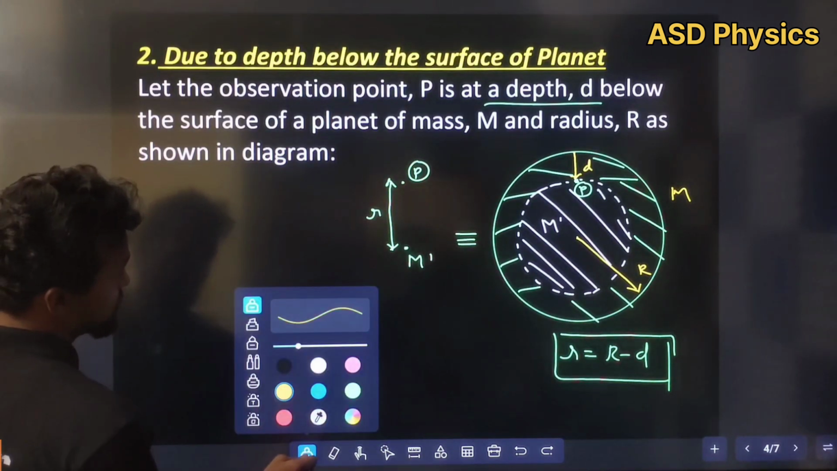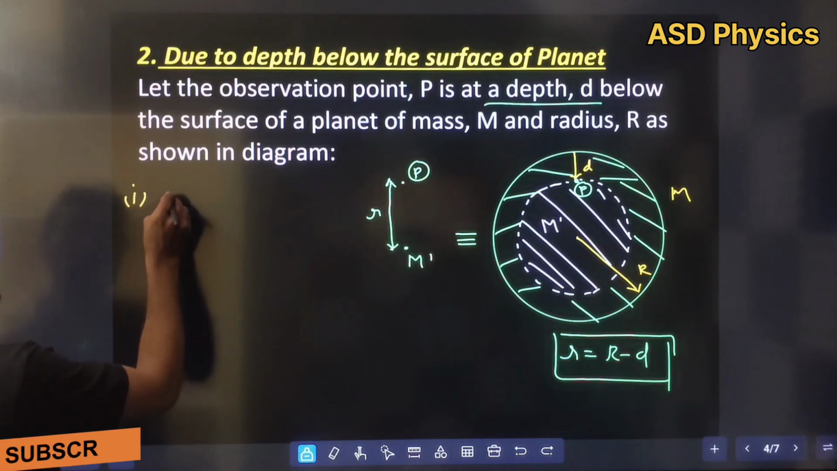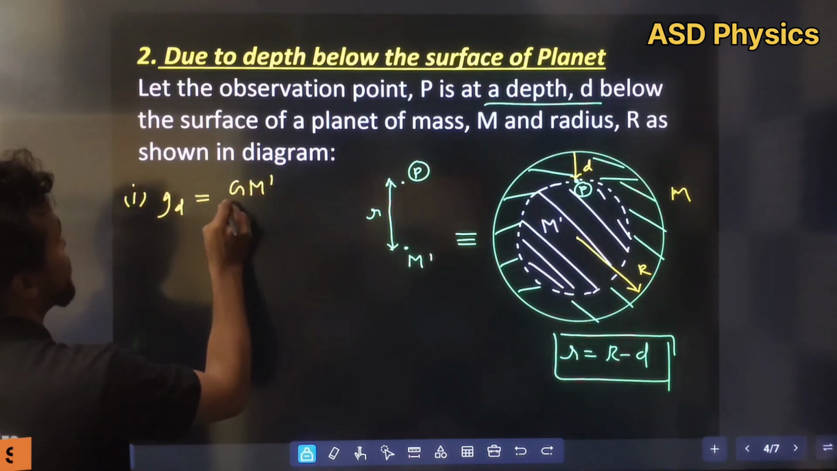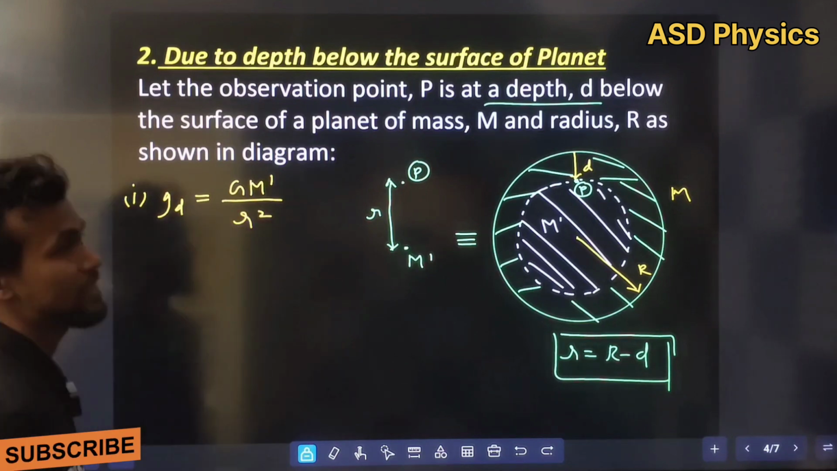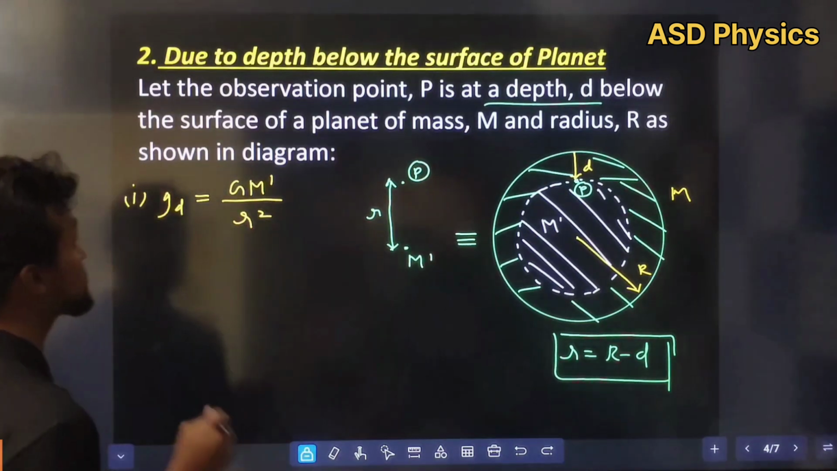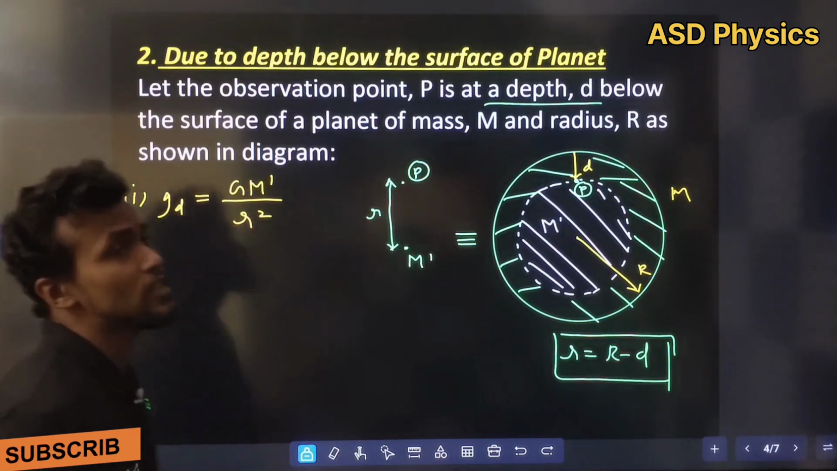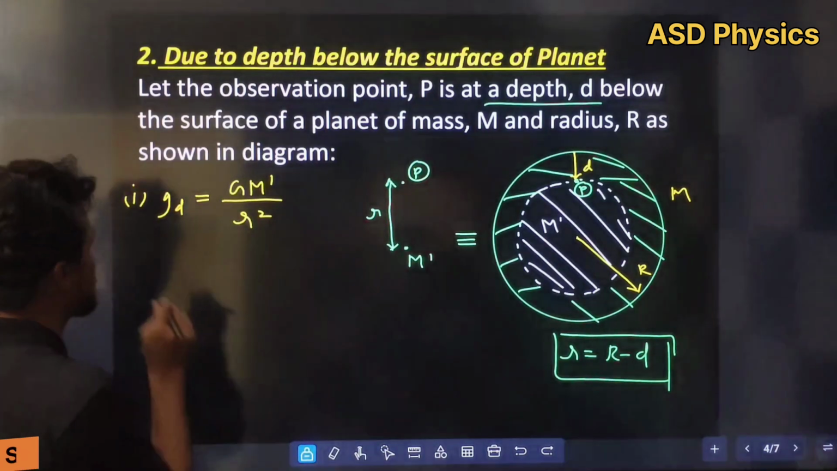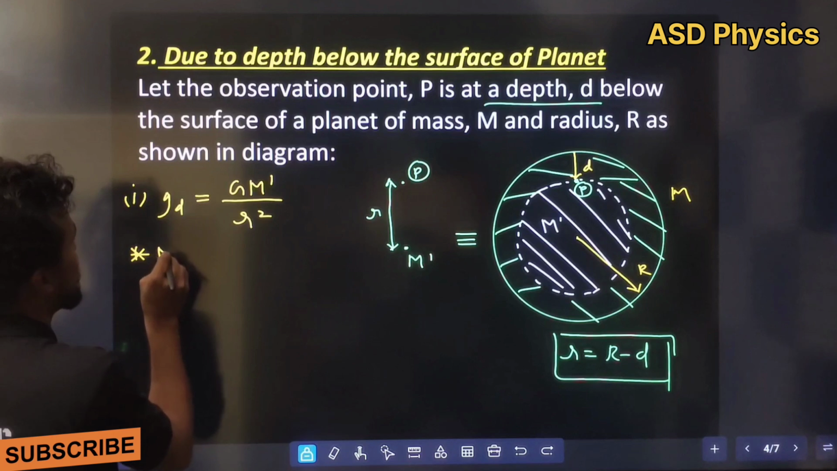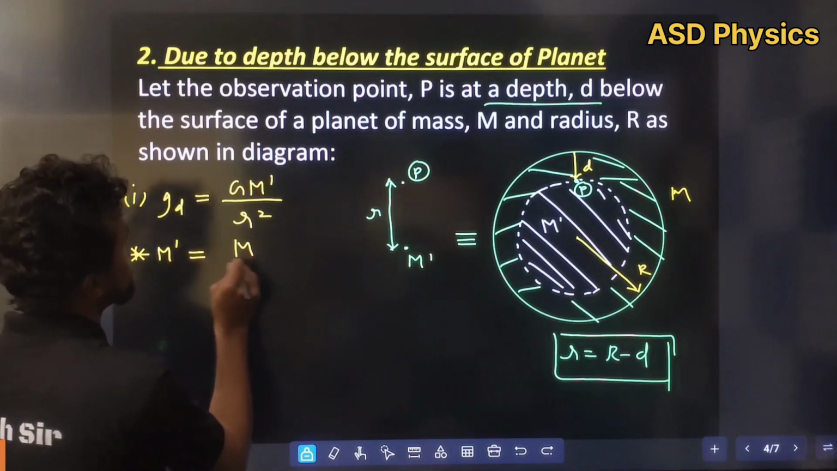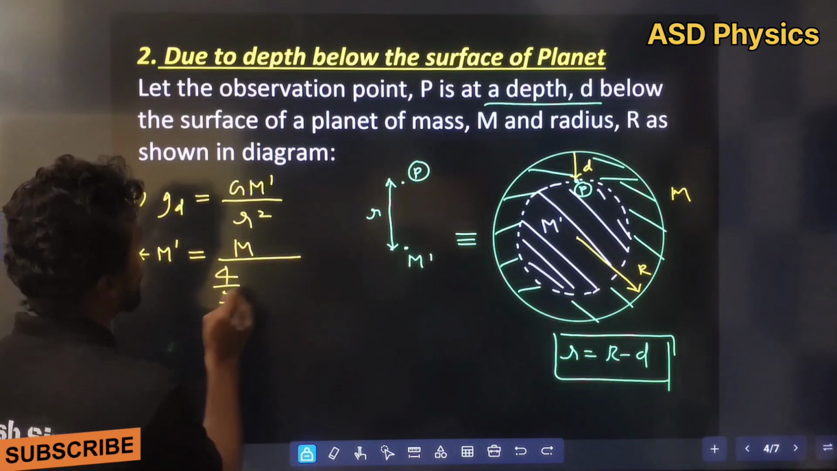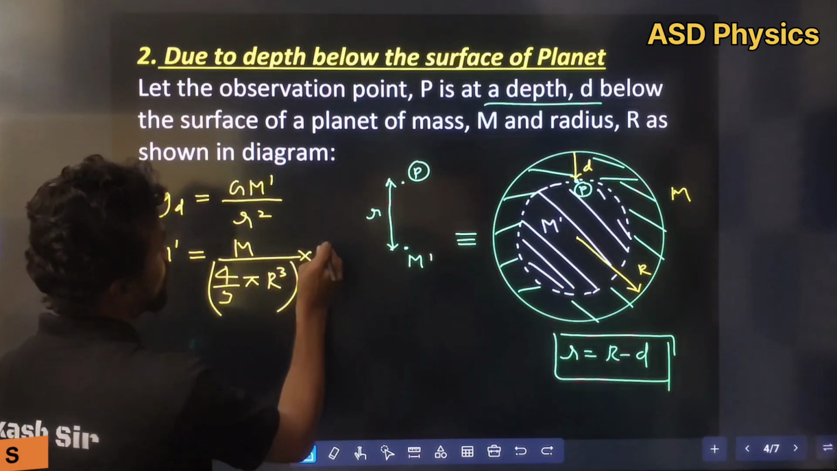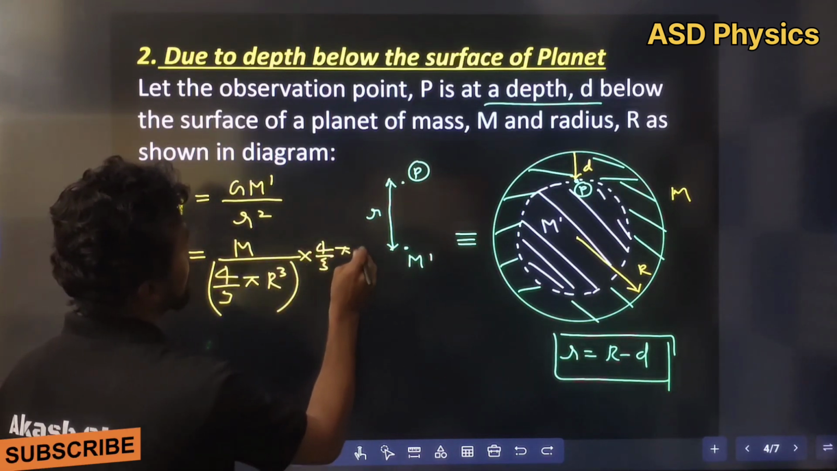Now again let's see here please students. So gravity at depth D is given by G m dash by R square. But now we have to find out this m dash value. And to find out this m dash value, we have to use the unity rule here. Please remember, this m dash value is given by mass per unit volume of the complete sphere into the mass of the inner sphere.